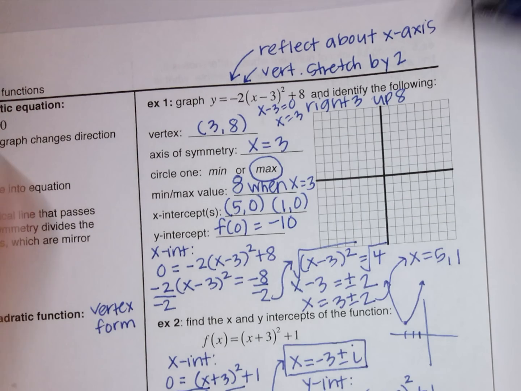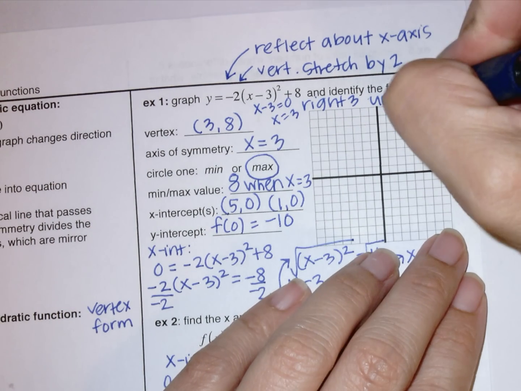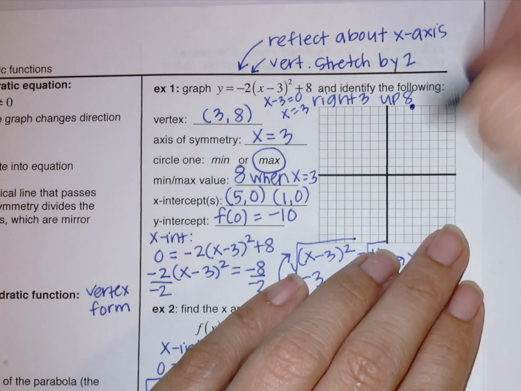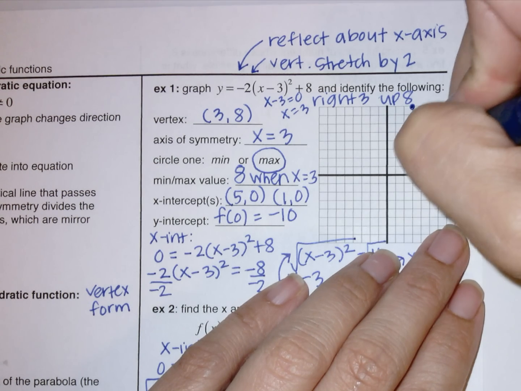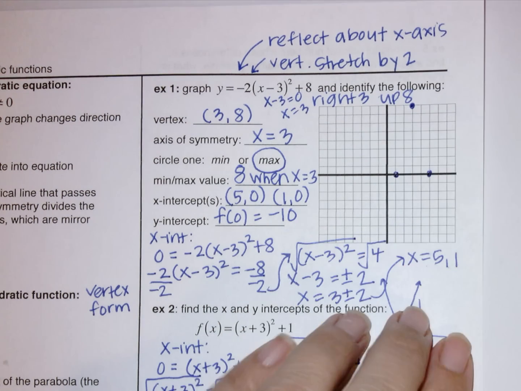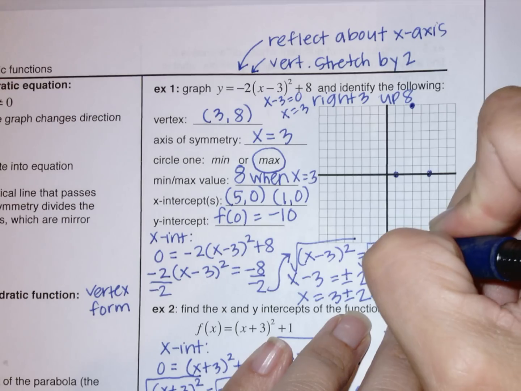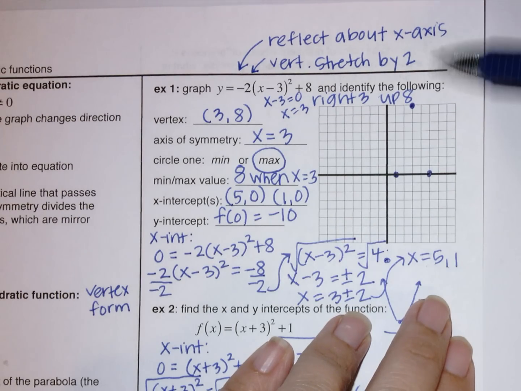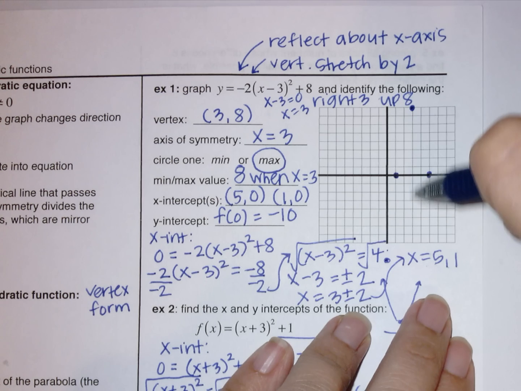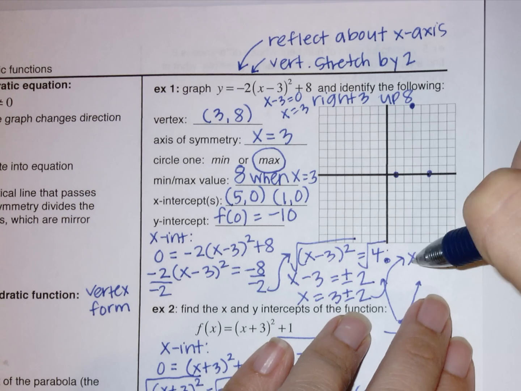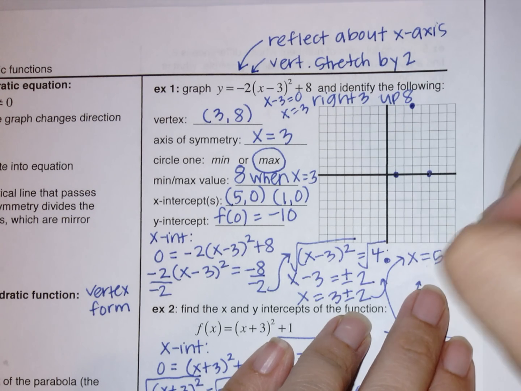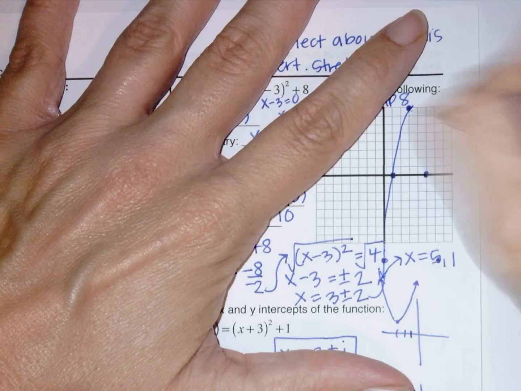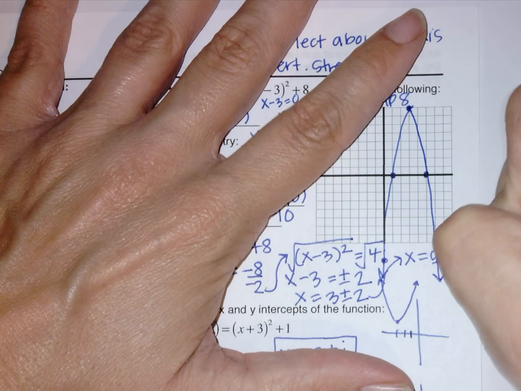So when all is said and done, I go (3, 8), that's that point up there, and then I have (5, 0), (1, 0), and way down here, 2 more down, I have (0, -10). So there's my 4 points. I need 1 more point, so we're going to use this y-intercept and the axis of symmetry to reflect it over, and then it's going to come down like that, and there's our parabola.